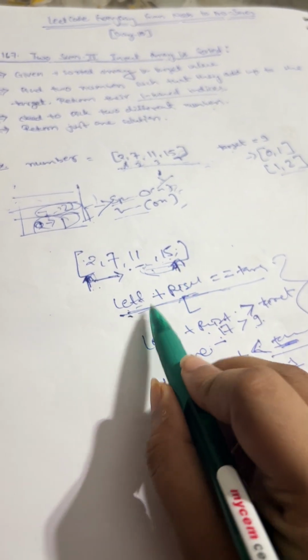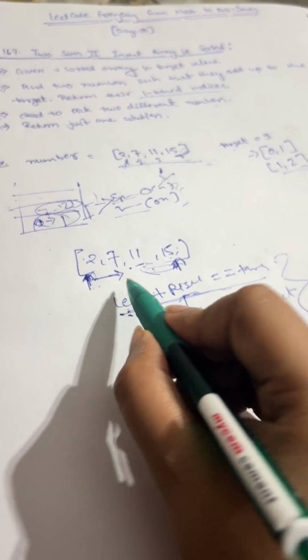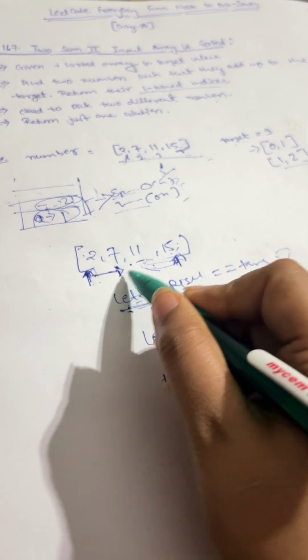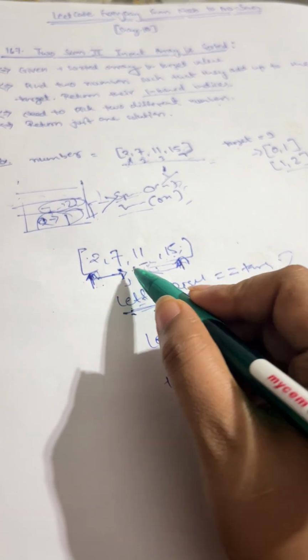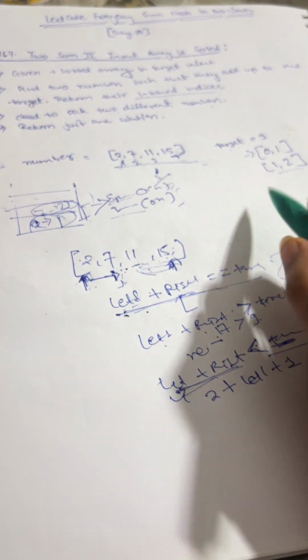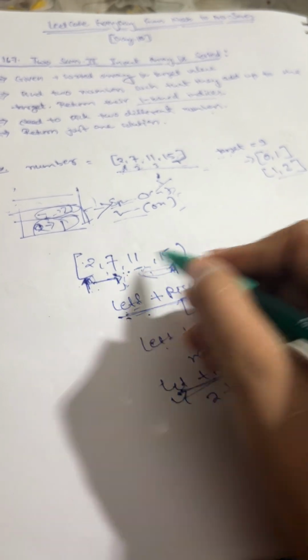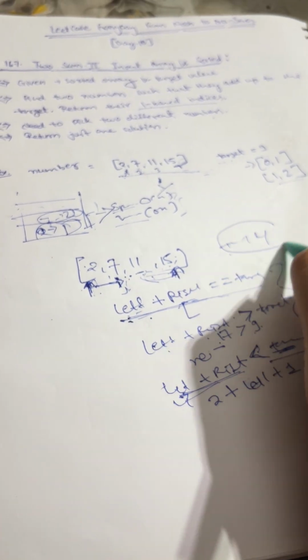But we must make sure that the indices are not the same. Suppose i is here and j is also here, the left pointer and the right pointer are at the same position, and our target value is, say, 14, we can't return that.